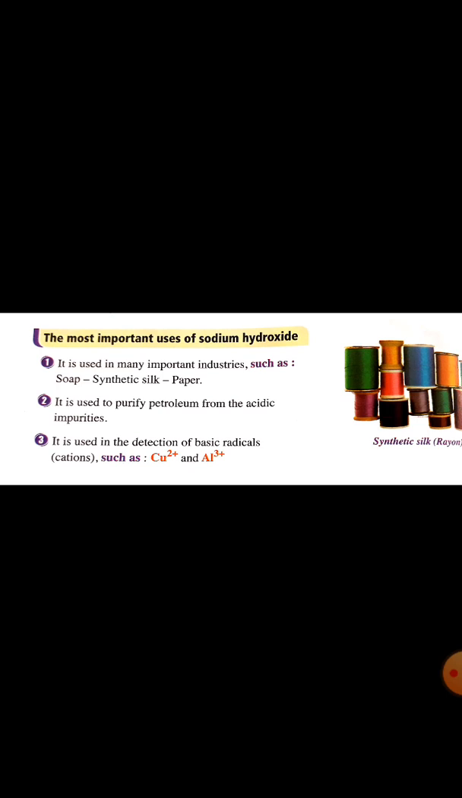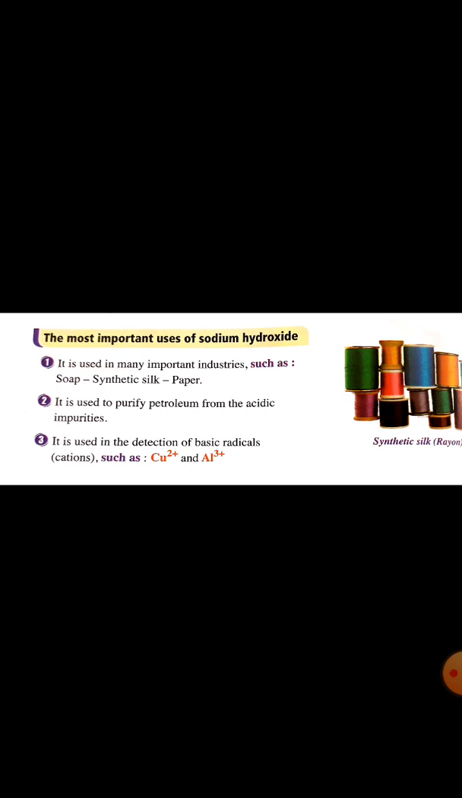Now, what about the uses of sodium hydroxide? It's used in many industries, like, as we have said a while ago, the industry of soap, silk, paper. In addition, it's used to purify petroleum from acidic impurities. Acidic impurities because it's an alkali. It can react with acids, forming salt and water. So it can separate acidic impurities from petroleum oil.